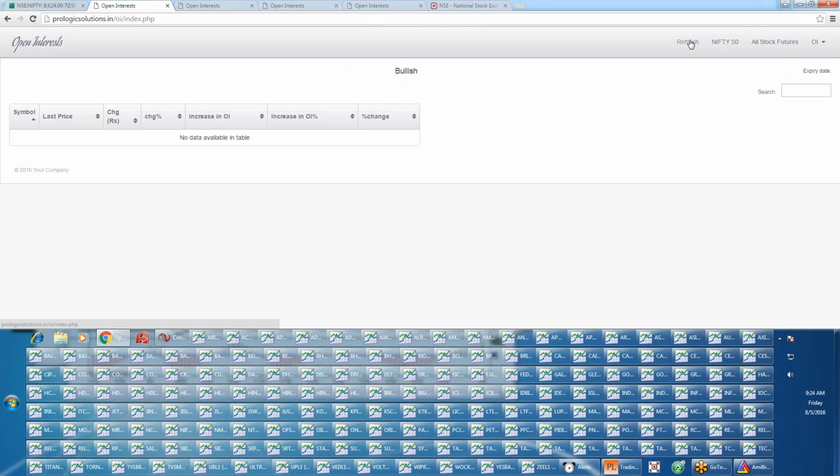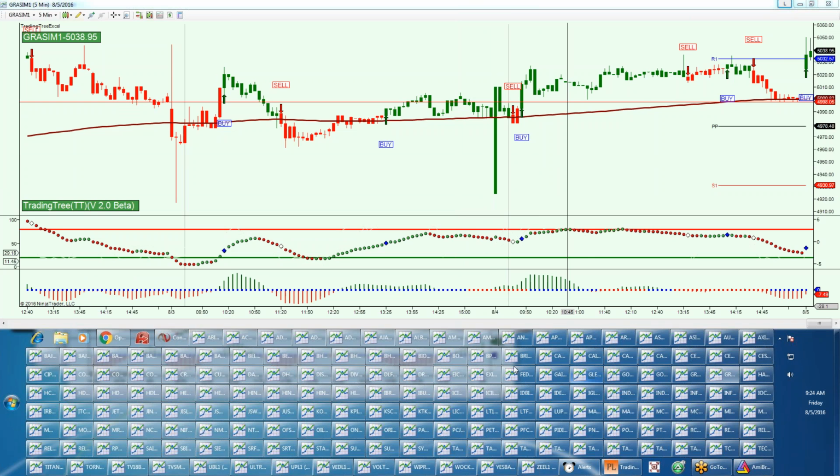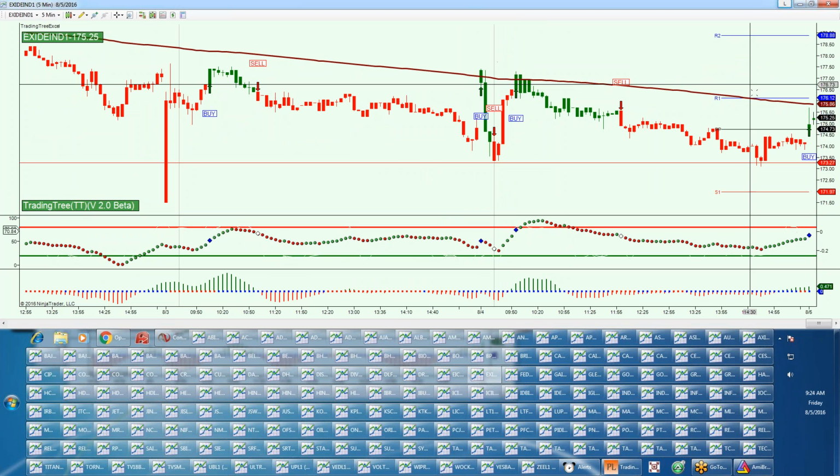So you have the refresh button here. Just click on the refresh button. In case you have the data, you'll get it here. So we'll wait till 9:25, and then we'll be getting the data on that. So we have a buy call in Exide. Exide the same thing. You can buy it at 176.20.